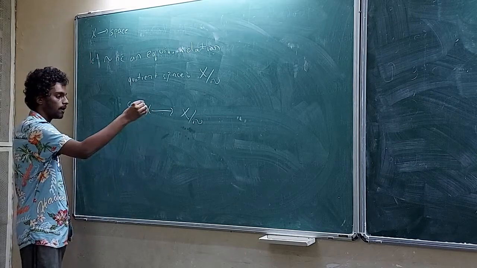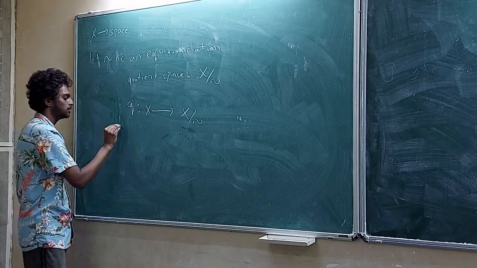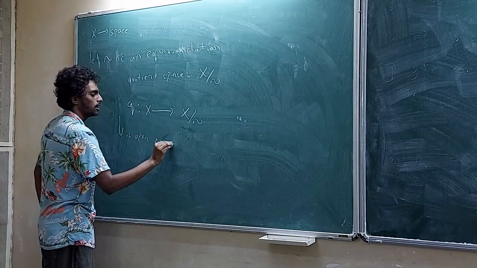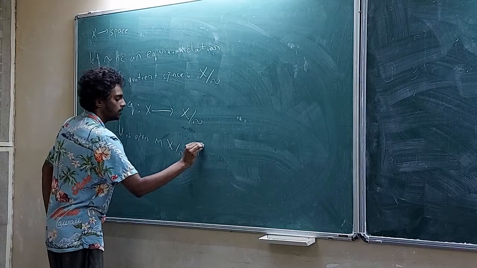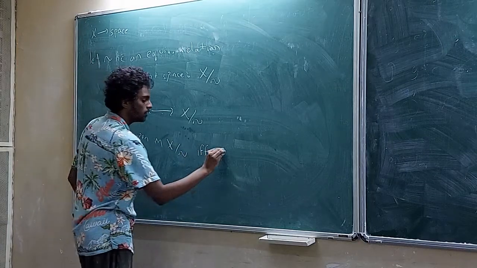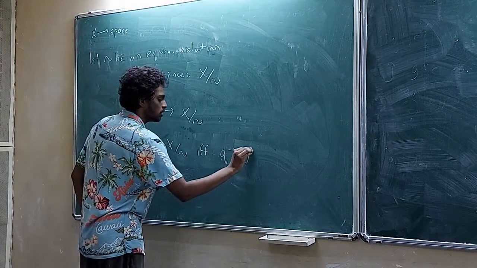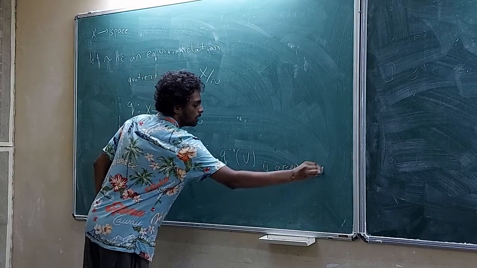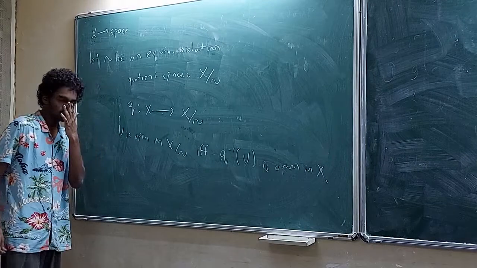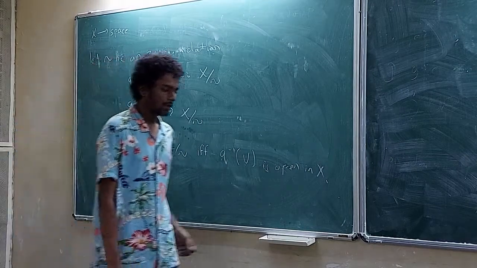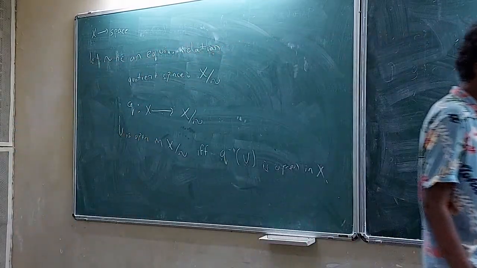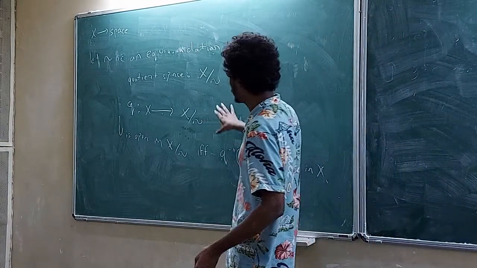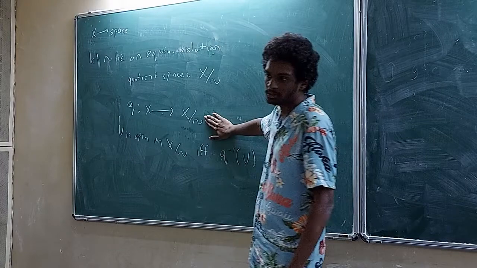So my definition for the open set is: U is open in X if and only if Q inverse U is open in X, right? So this is what we have, and you can easily verify that this topology does the most rudimentary thing first: it ensures that this map is in fact continuous.